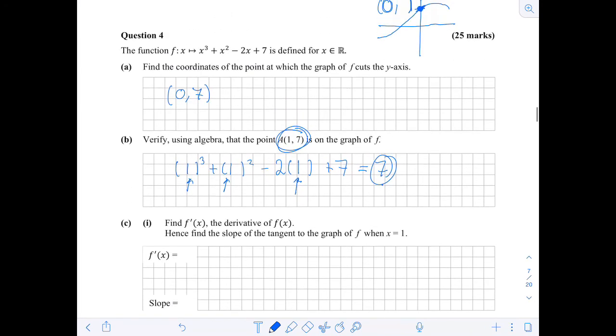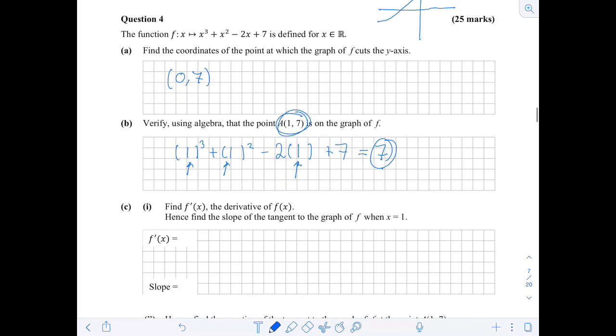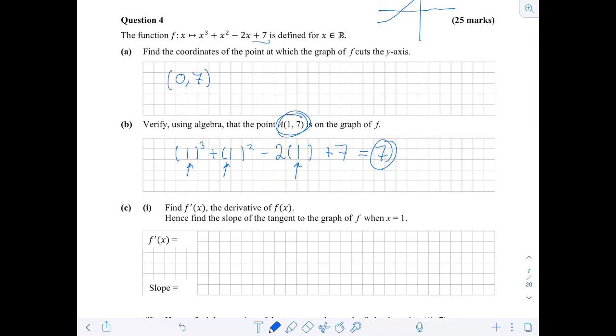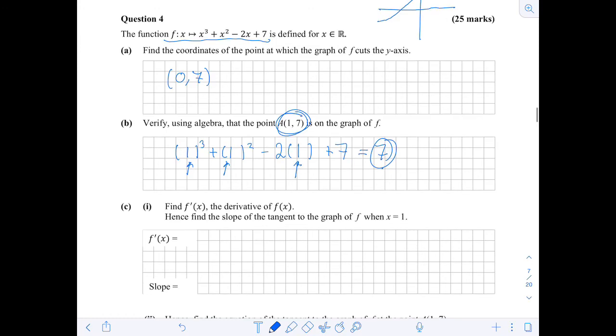Okay, look at this. This is all really easy stuff, guys, okay? Next job, find f prime of x, the derivative of f of x. So if that's f of x up here, I'm now looking for f prime of x. So I now go 3x squared plus 2x minus 2.